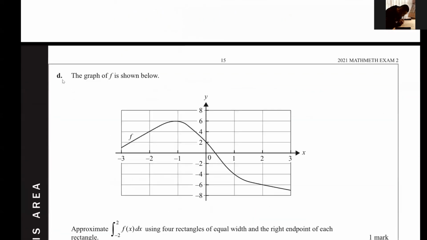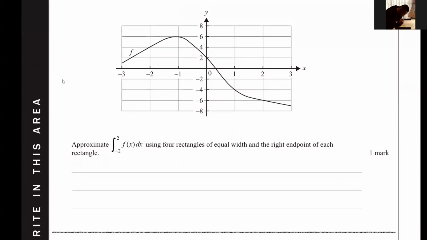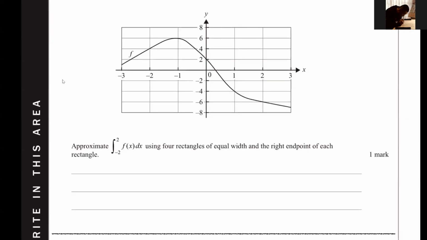Okay. The graph of f is shown below. So you can see the graph f actually, it doesn't specify the rule, but we want to approximate from -2 to 2 using 4 rectangles of equal width and right endpoint of each rectangle. So firstly, we need to get the boundaries. And 4 rectangles, right endpoint. It's this thing. It's this thing.